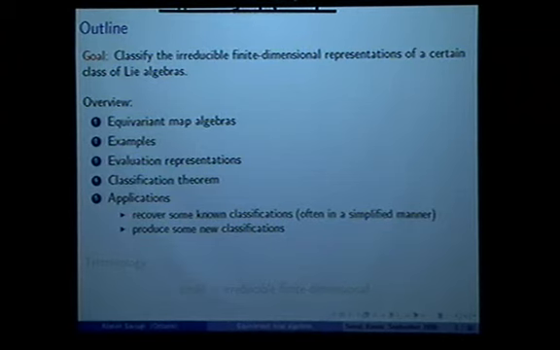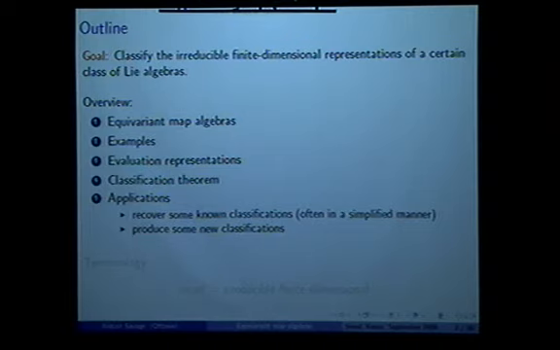The main ingredient in the classification theorem is the notion of an evaluation representation. So I'll start off by telling you what an evaluation representation is and how we can parameterize all the evaluation representations. Then I'll tell you this classification theorem, how we can describe all of these finite dimensional irreducible representations. And then I'll return to these examples and tell you what this classification theorem says in those specific cases, how we get a description of all of these representations.